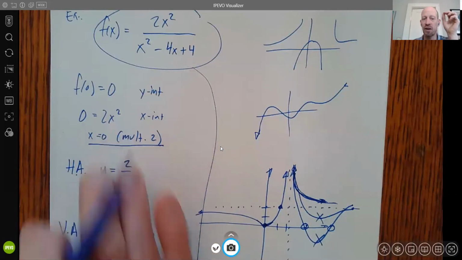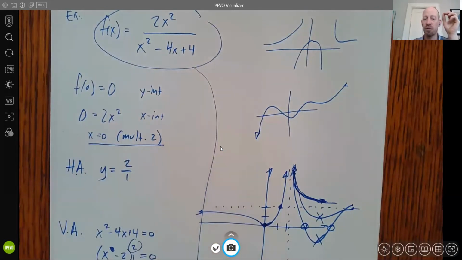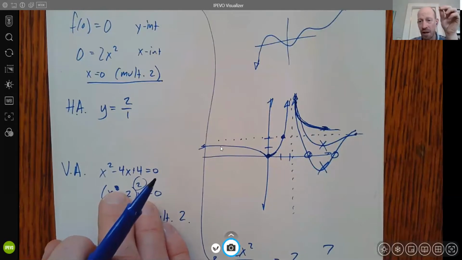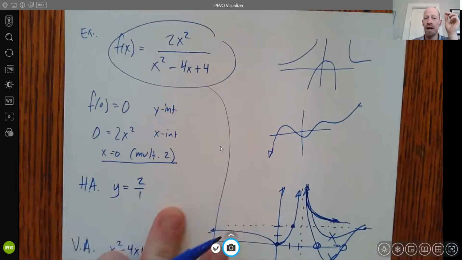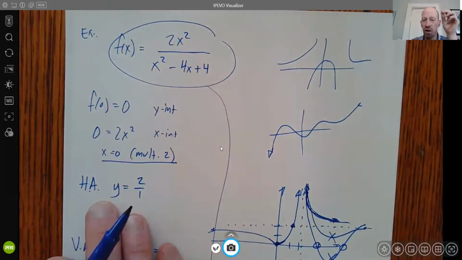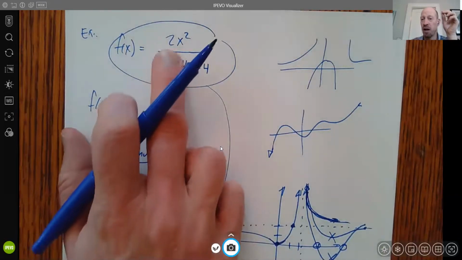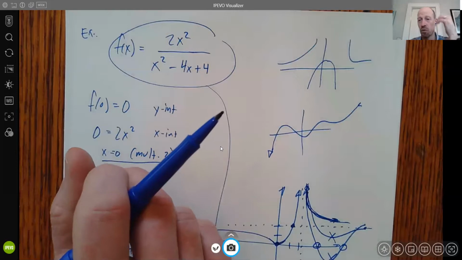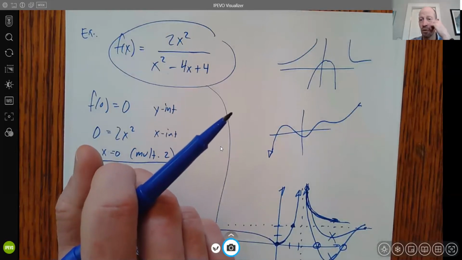Y-intercept, x-intercept, horizontal asymptote, vertical asymptote. Vertical asymptotes come from the denominator. X-intercepts come from the numerator. Horizontal asymptotes come from comparing the top and the bottom. Okay. So those are the biggest components.